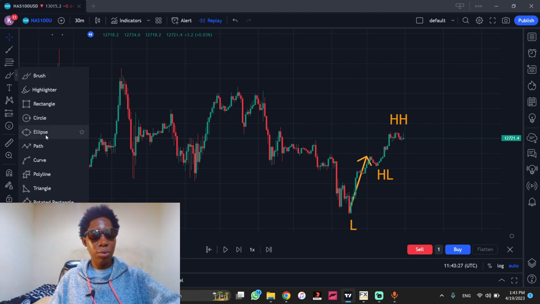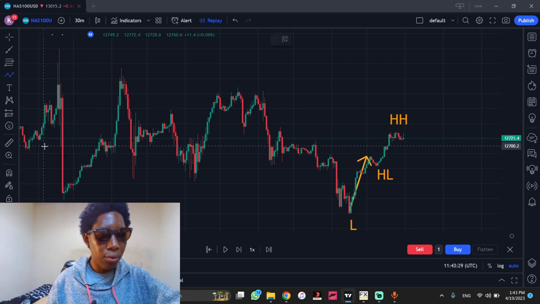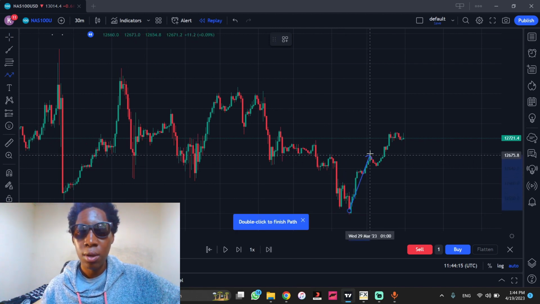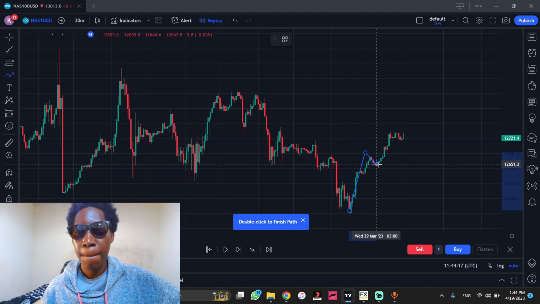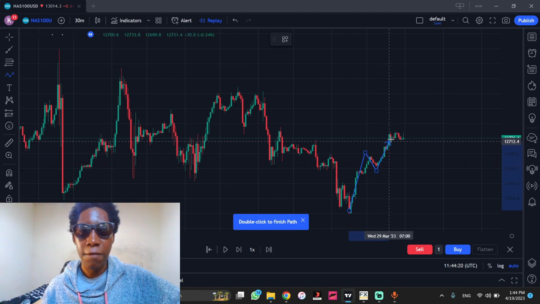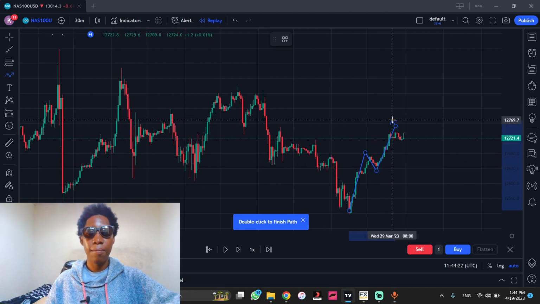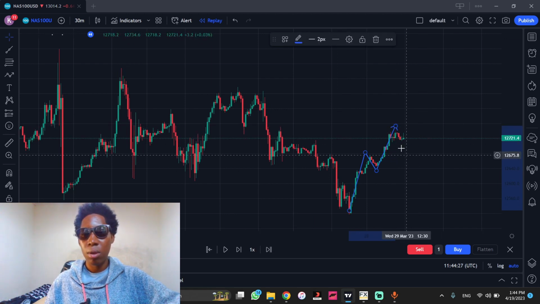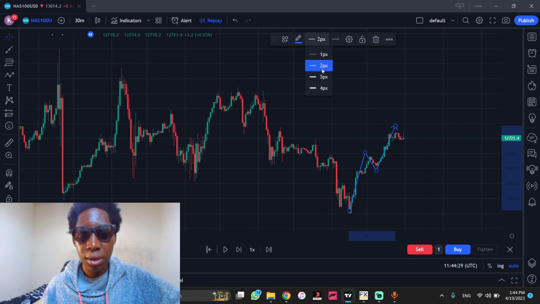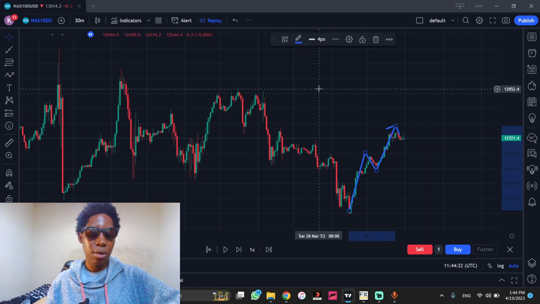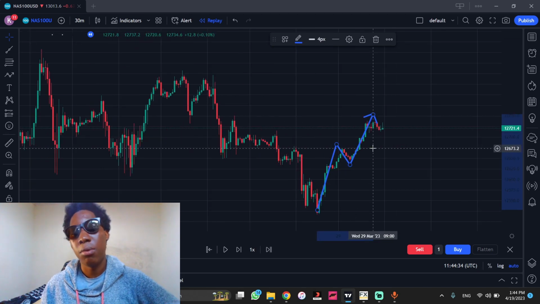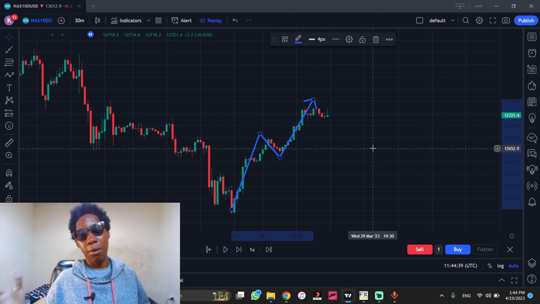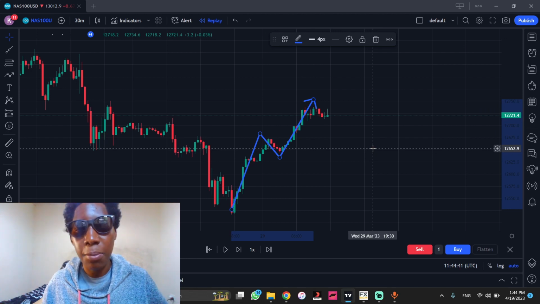But this looks dirty, so let me try to use something better. I'm going to use the path tool. So let me start again. This point here is my low, my high, my higher low, and finally my higher high. Let me just increase the size to 4 pixels, and let me zoom in. So an uptrend is currently forming up. This is the first step that I did.